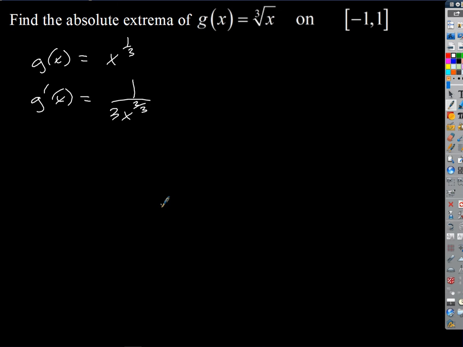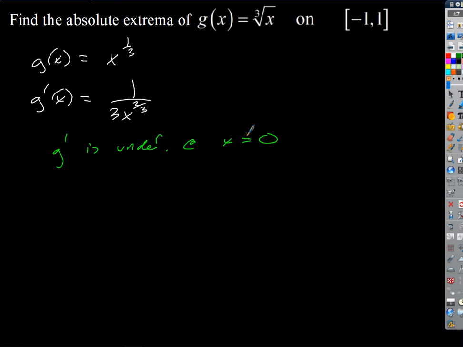Okay, good. So in this case, are there any places where this function is going to equal 0? No, there aren't, right? So we know that we're going to get no critical numbers where the derivative is 0. But where is it undefined? At 0. Okay, so we know that g prime is undefined at x equals 0.